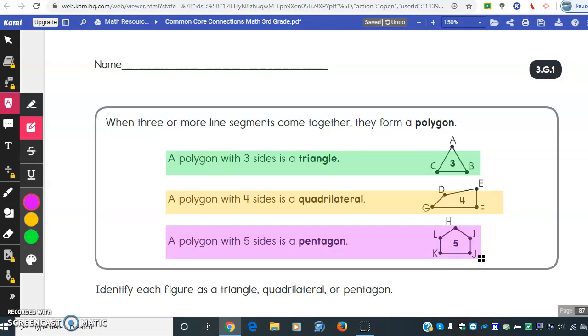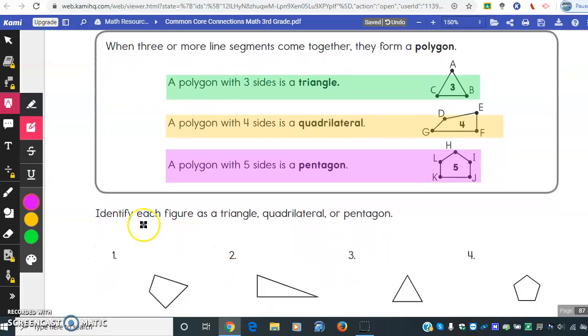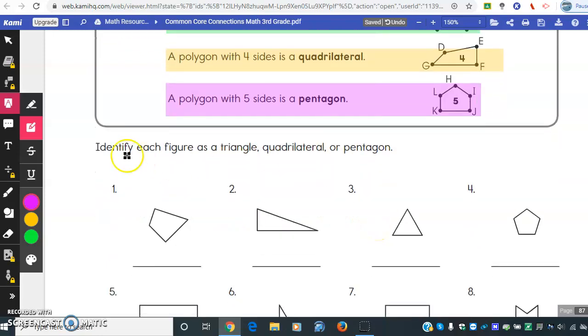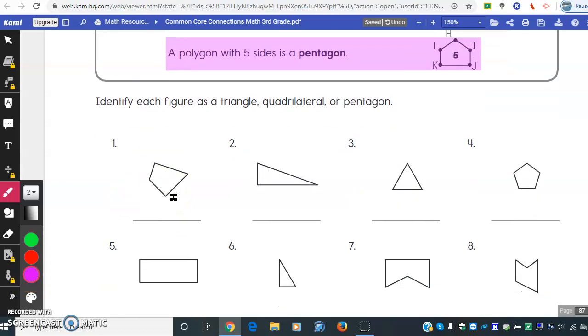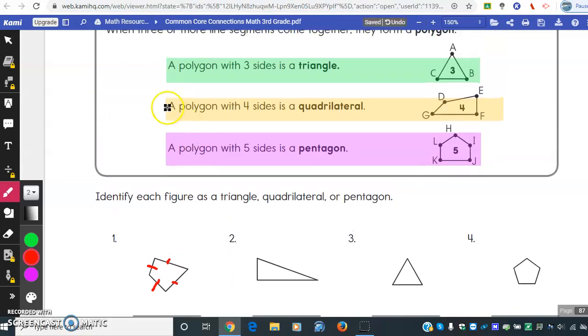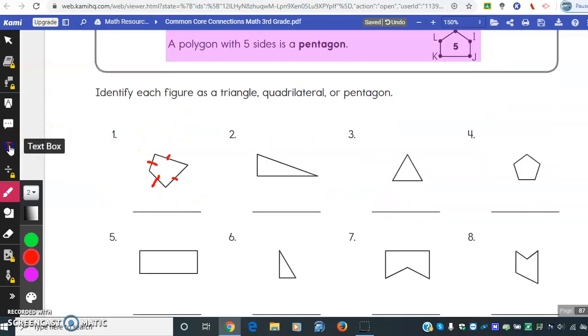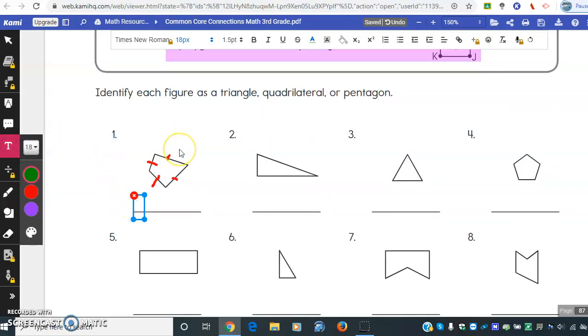So we're going to be using that to help us figure out whether each figure is a triangle, quadrilateral, or a pentagon. So I'm going to switch to my pencil or my paintbrush. And let's go ahead and start by counting sides. Let's use red. 1, 2, 3, 4. 4 sides here. Now if I go back up, it says a polygon with 4 sides is a quadrilateral. So we're going to go ahead and say that number 1, the polygon we're looking at, is a quadrilateral.